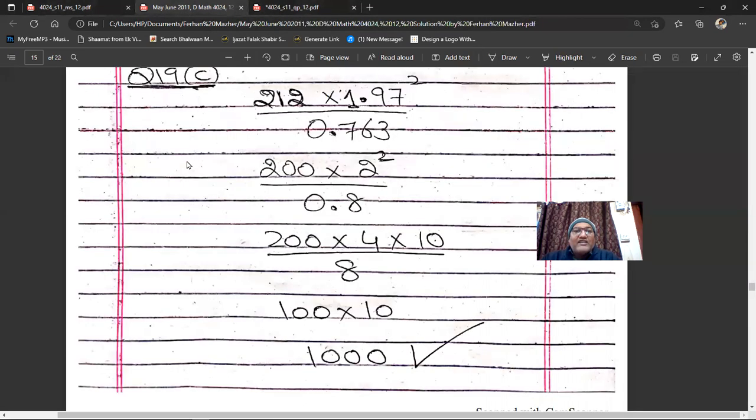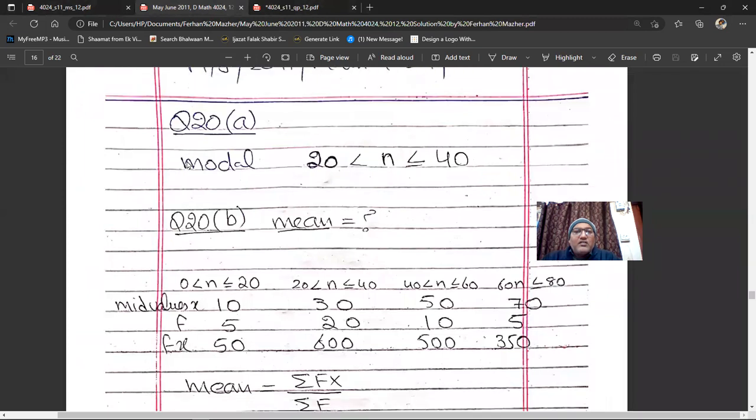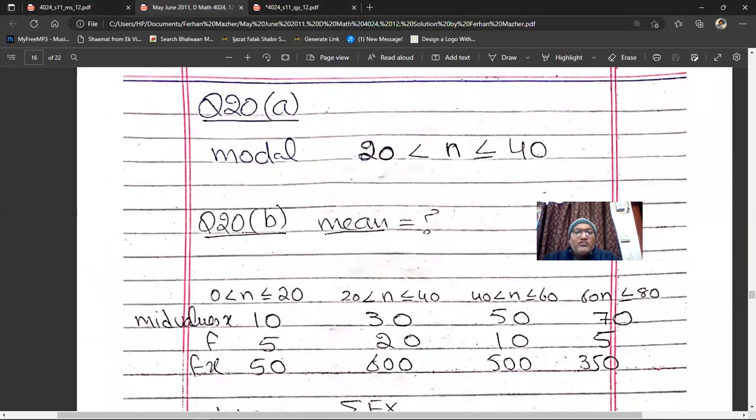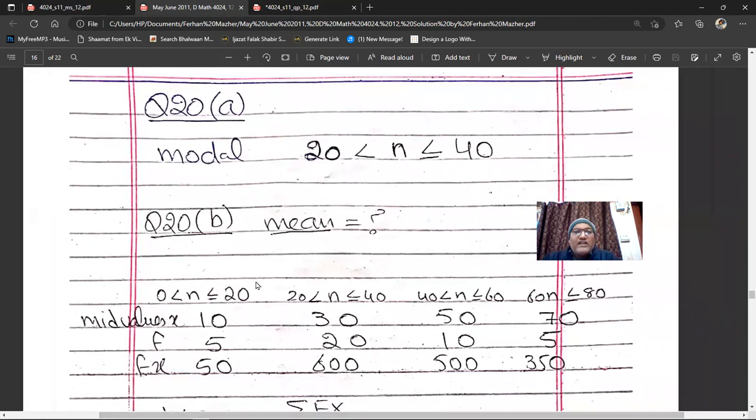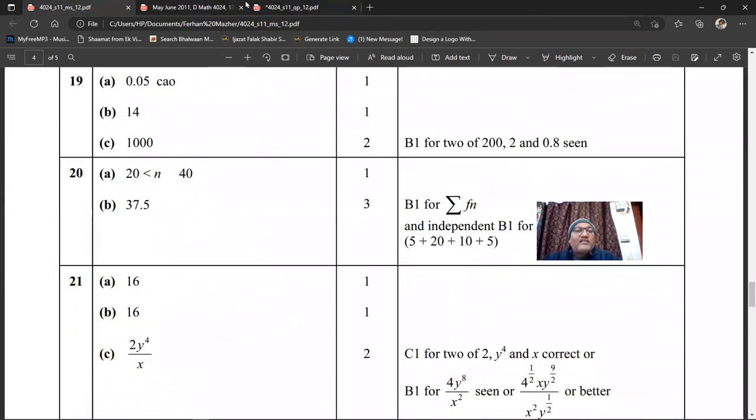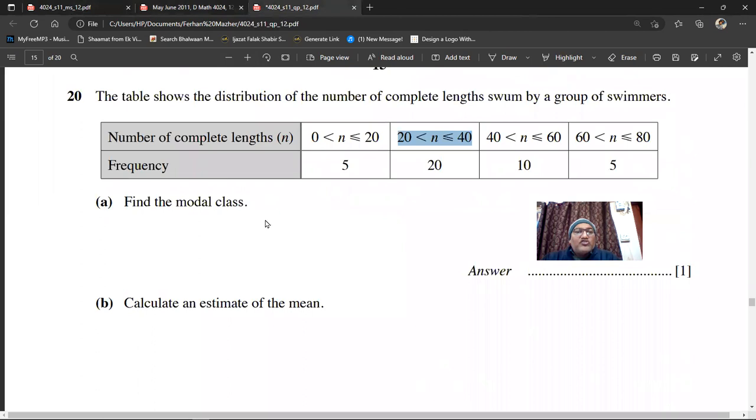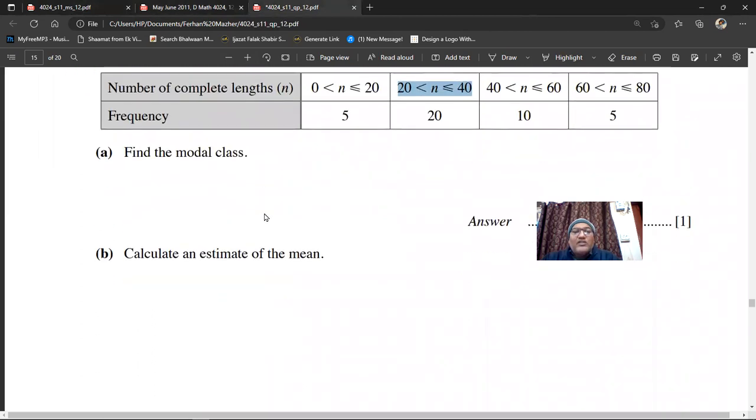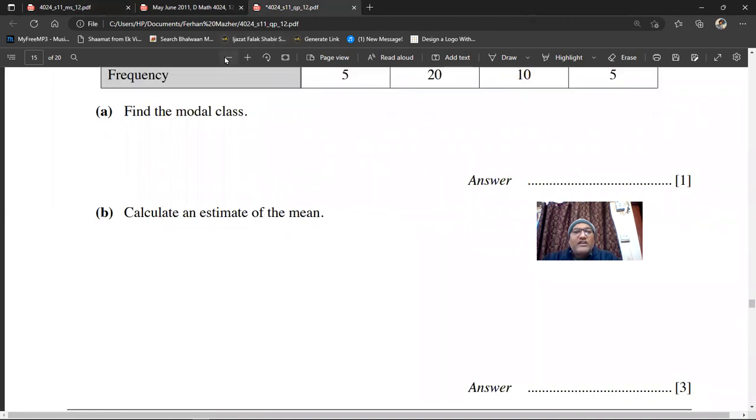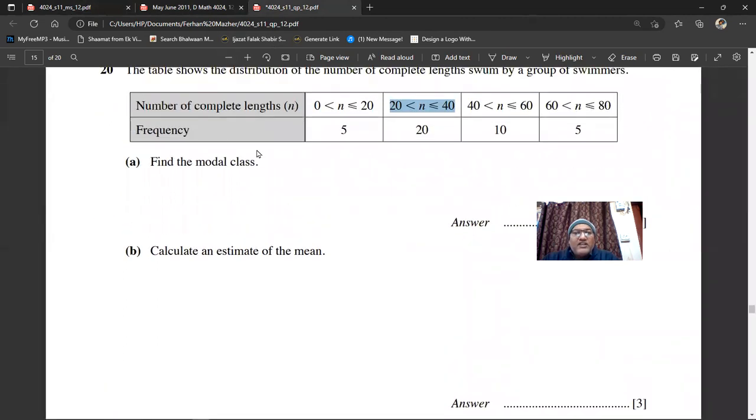So your modal class will be more than 20 and less than or equal to 40. So our answer is this. So our answer is right. Okay. So then the question is calculate an estimate of the mean. It's a 3 marks question. We have to calculate an estimate of the mean.